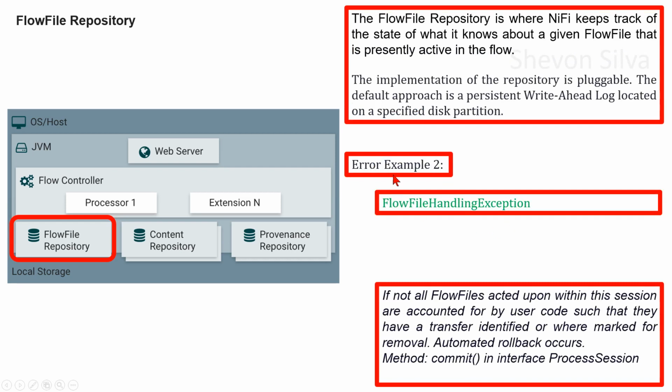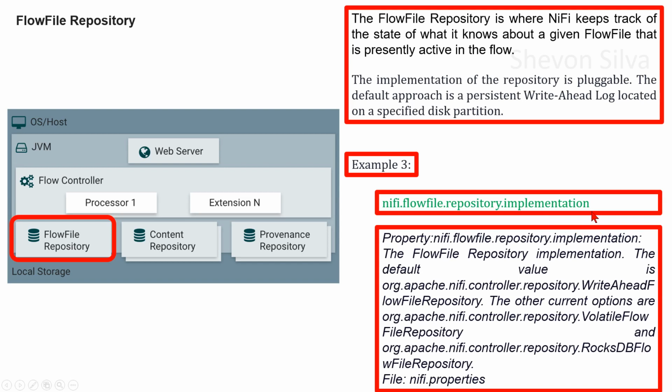As an exception example too, we can consider this one, FlowFileHandlingException. If not all flow files acted upon within this session are accounted for by user code, such that they have a transfer identified or were marked for removal, automated rollback occurs. This exception can occur in the commit method in the interface ProcessSession.